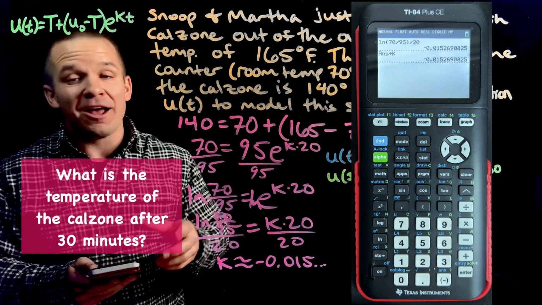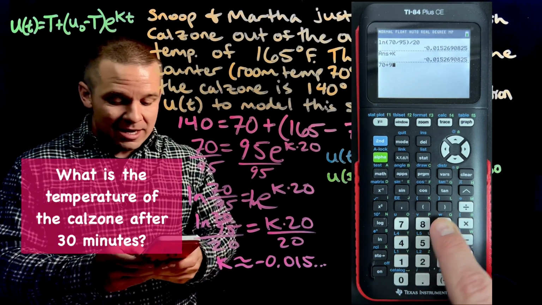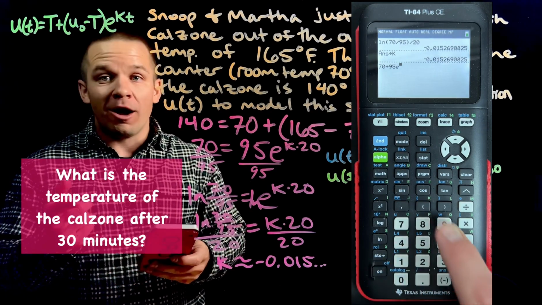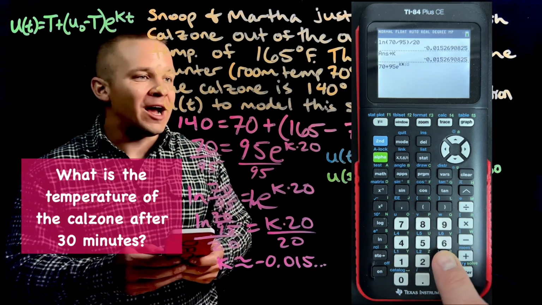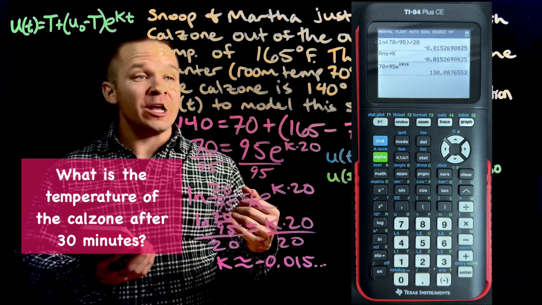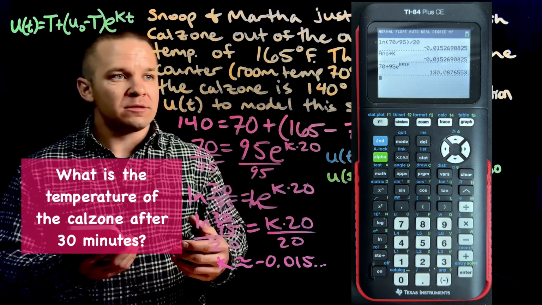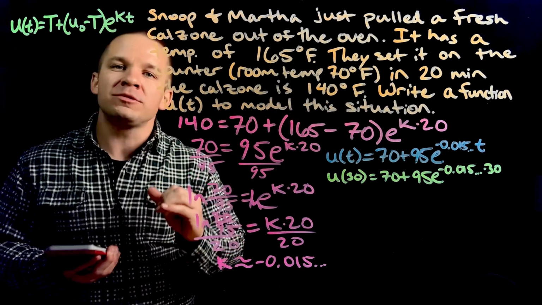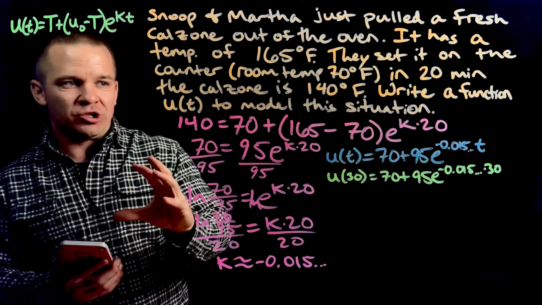Bust out that TI. And luckily, we got that K stored. So I'm just going to do 70 plus 95, then E raised to the K, times 30. Hit enter. It's going to be 130 degrees, roughly, after 30 minutes. That makes sense. 20 minutes was 140. Another 10 minutes, it cools a little bit more. Next question.